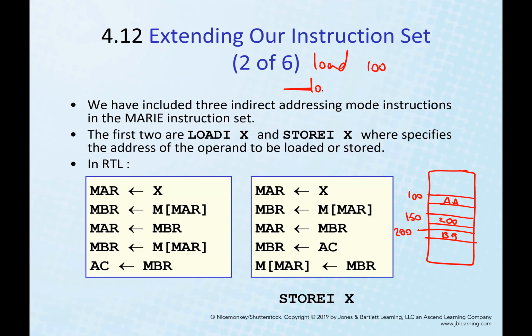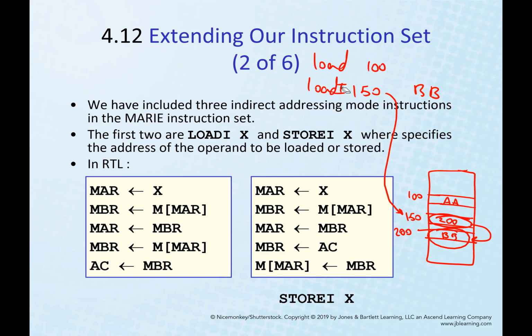But if I say load I 150, it means indirect. What does it mean? It means that the address 150 is the address of the data. So it first goes to address 150. Inside it is 200. 200 is the address of the data. So the data will be BB. So the data loaded to the accumulator will be BB. So it's different in direct and indirect addressing.